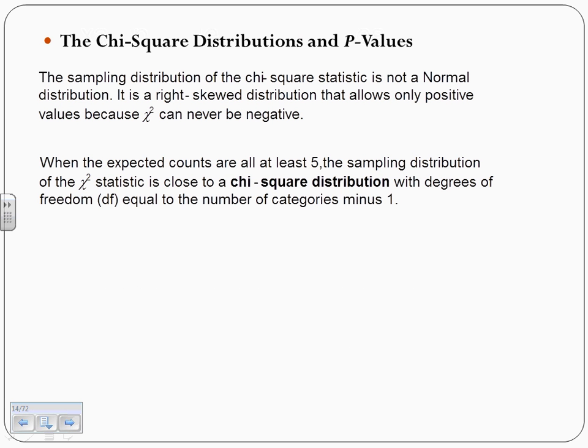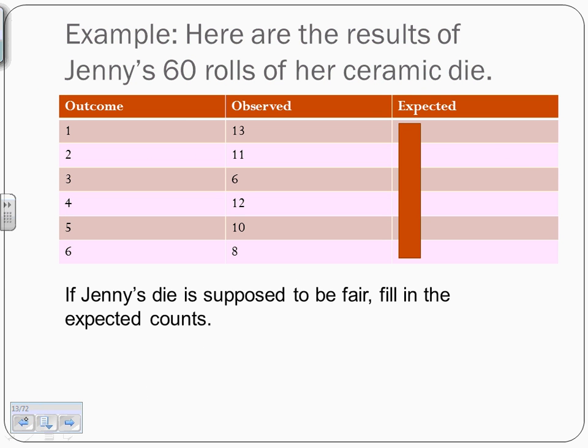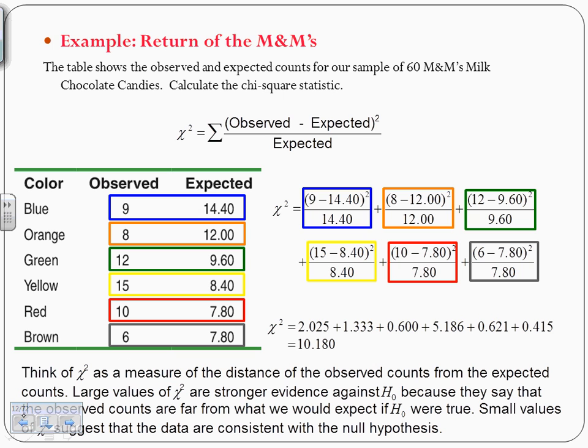The sampling distribution of the chi-squared statistic is not a normal distribution. It is a right skew distribution that allows only positive values because chi-squared can never be negative. Think about that. If you are squaring everything here and adding, you can never get negative values.